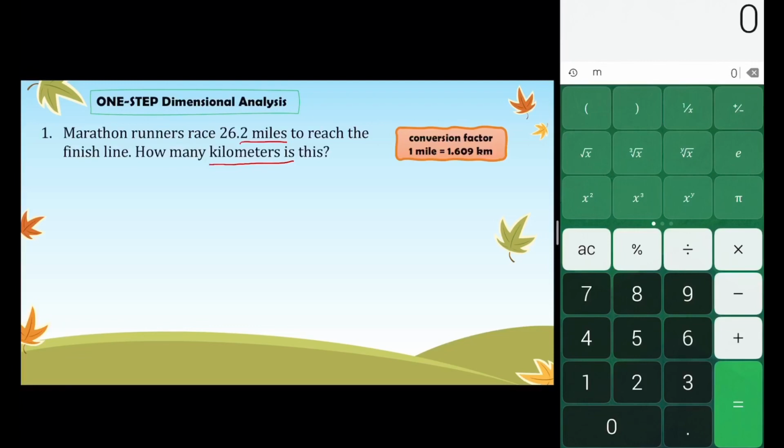We're going to start by setting up our given value. So we're given 26.2 miles. So that's the value that we start with. And since we want to eliminate miles, we want to cancel out the miles, we're also going to put miles in our denominator. So if we put miles in our denominator, that means the kilometers, the label that we want our answer to have, will be up in the numerator section. And for dimensional analysis problems, the label that we want our final answer to have will typically appear in this spot. So we're given 1 mile equals 1.609 kilometers.